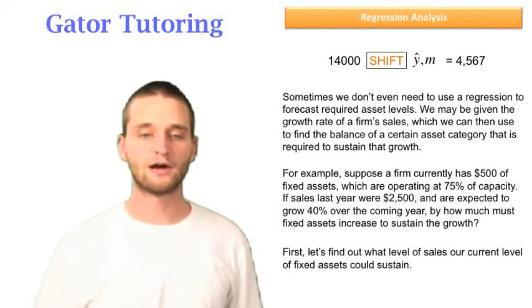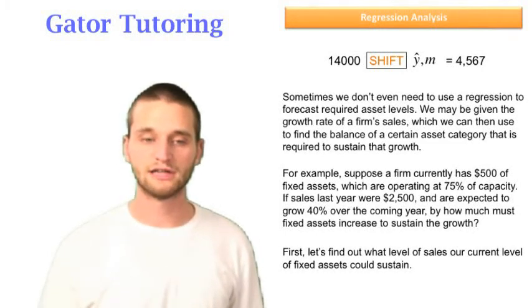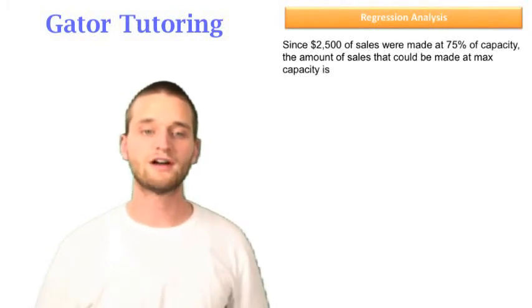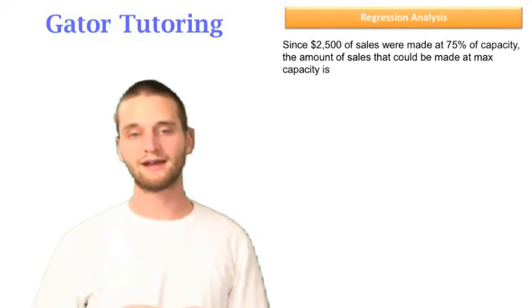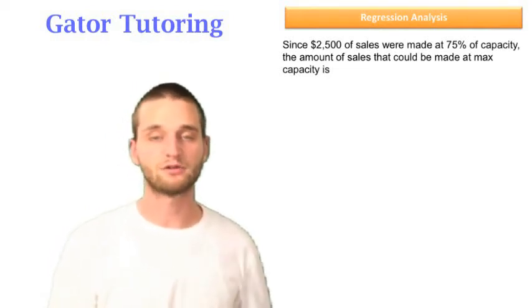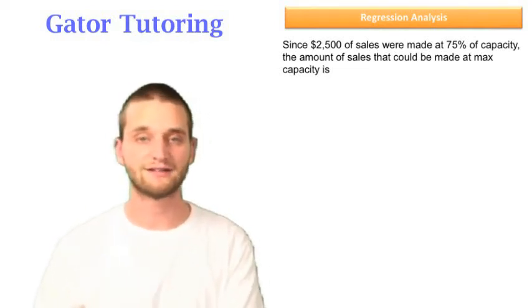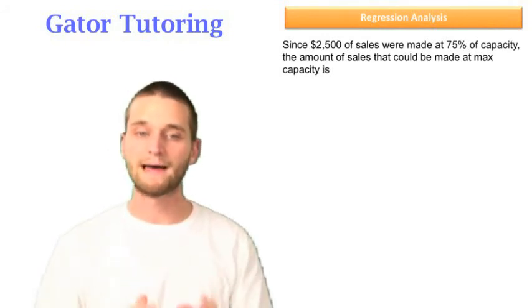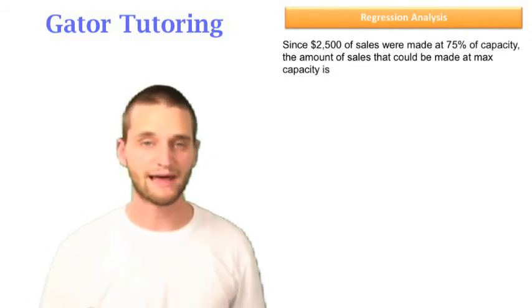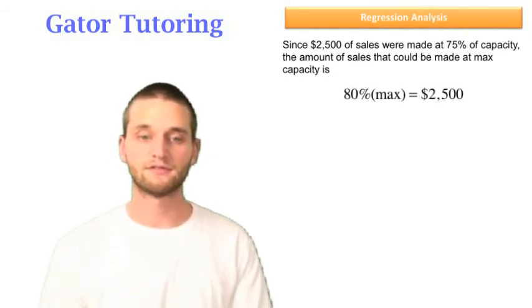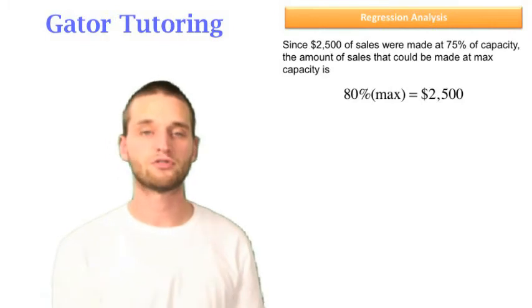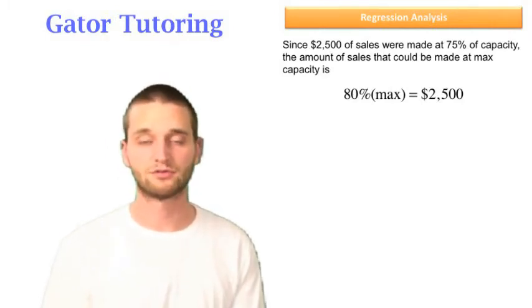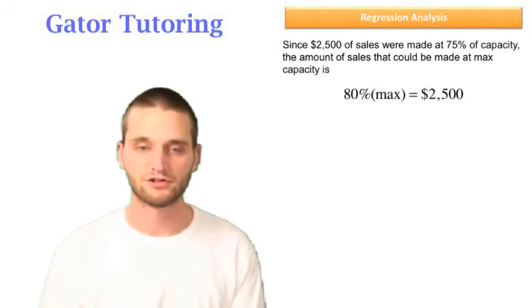So first, let's find out what level of sales our current level of fixed assets could sustain. Since $2,500 of sales were made at 75% of capacity, so you're using 75% of your fixed assets and generating $2,500 worth of sales, the amount of sales that could be made at max capacity, well, we just need to set up this equation. We know that 75% of our max capacity, whatever it is, we're just leaving a variable, max, because we're solving for it, equals the $2,500.